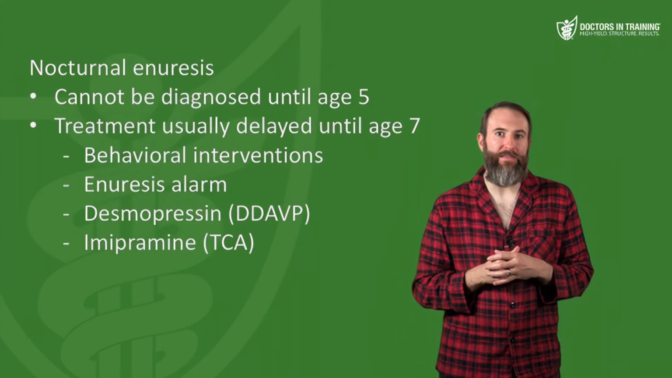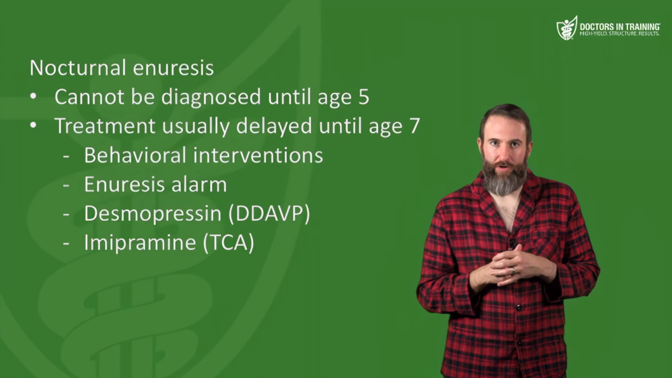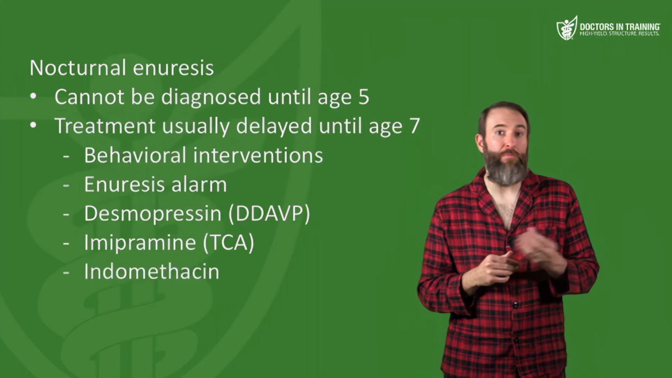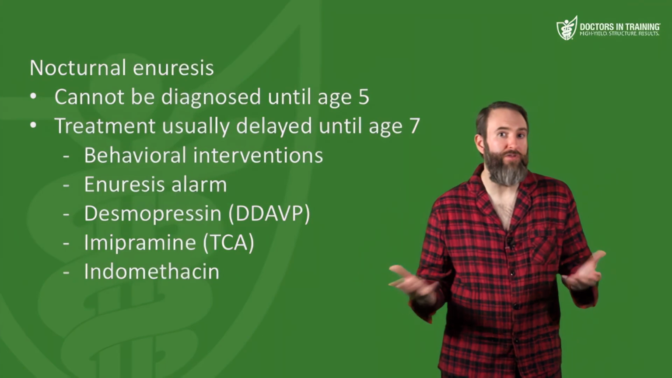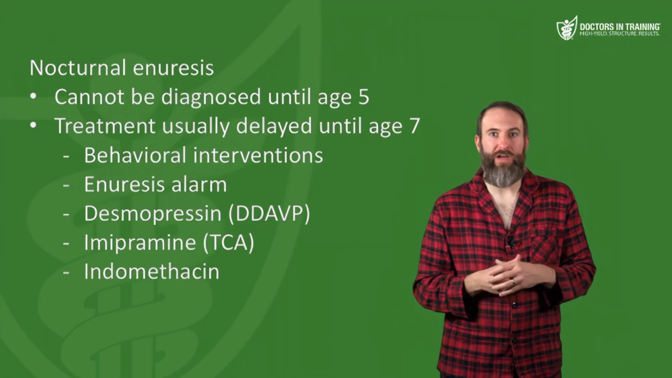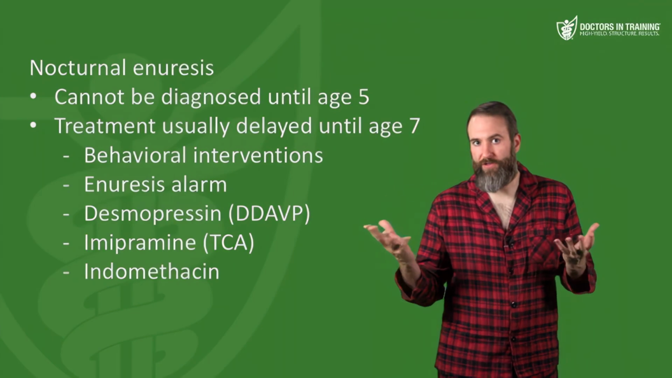Imipramine is a TCA that decreases the time spent in stage N3 where bedwetting generally occurs. It can only be used for short term, maybe up to 6 weeks. Indomethacin is another option. What does that do? Well, it decreases renal blood flow. So by decreasing renal blood flow, you're going to decrease your glomerular filtration rate. You're not going to make as much urine, and that's going to decrease urine output so you don't pee on yourself.